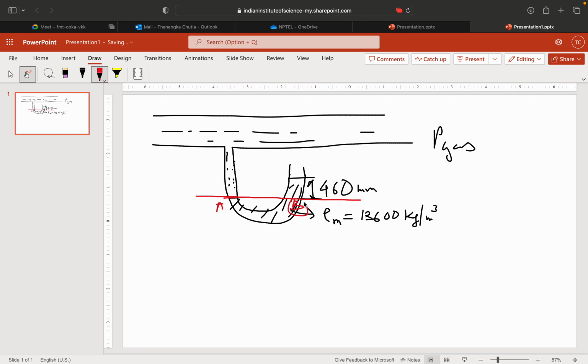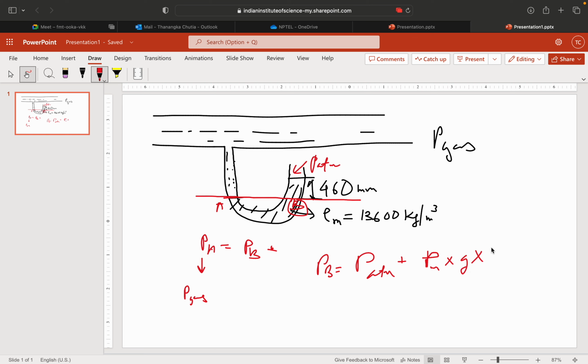That's why I have taken a point A here and a point B here. So pressure at point A will be equal to pressure at point B. Pressure at point A is nothing but the pressure exerted by the gas, because only the gas is coming here. And this side is open to atmosphere, so this is my P atmosphere. Then my PB will be equal to P atmosphere plus rho mercury into g into h.